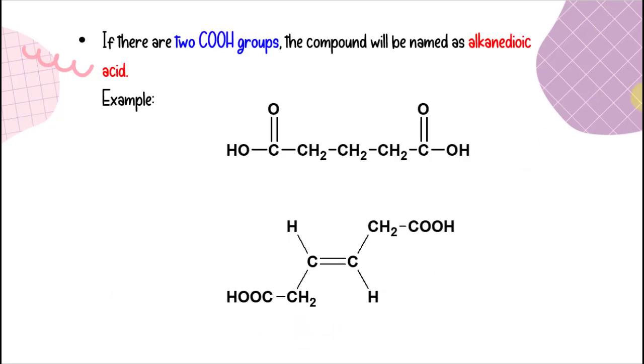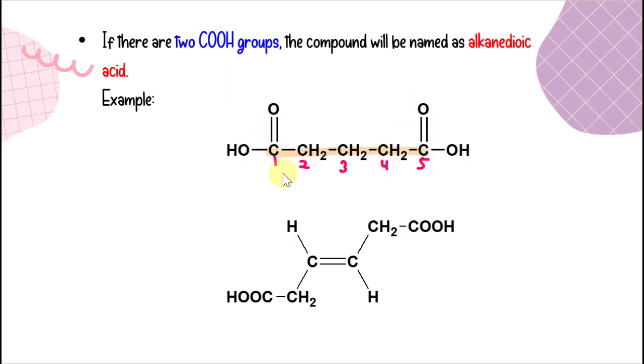If there are 2 carboxyl groups present, the compound will be named as alkanedioic acid. For example, for the first structure here, this is our longest continuous carbon chain. Both carboxyl groups must be included in our longest continuous carbon chain. Since we don't have any other substituent here, this carbon can become our first carbon, this carbon also can become our first carbon. So it's up to you whether you want to number it from left to right or right to left. Let's say I number it from left to right, 1, 2, 3, 4, 5.